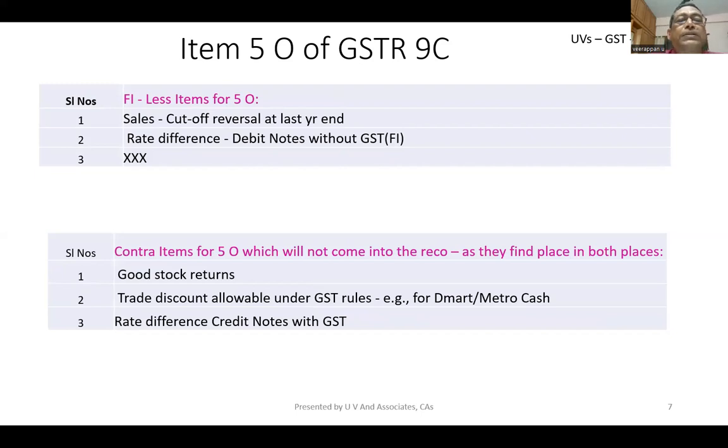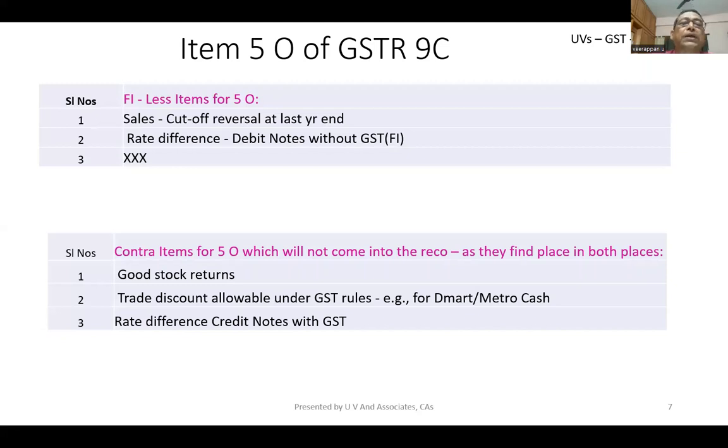So here, the same thing, the sales cutoff reversal. According to revenue recognition, whatever the auditors reversed last year would have been credited into financial books this year as turnover. But for GST, we have already offered it to tax. So we have to reduce it to arrive at the taxable turnover as per GSTR9.